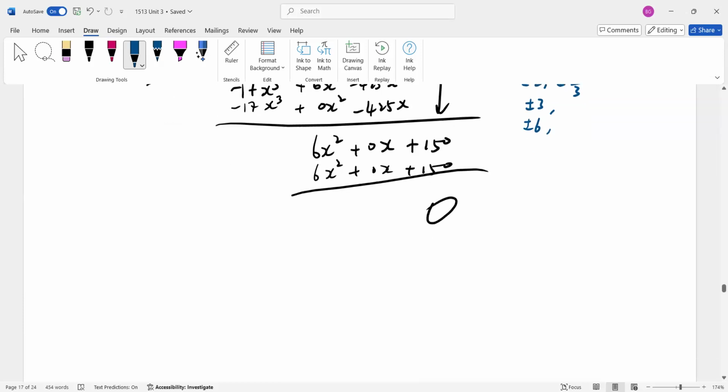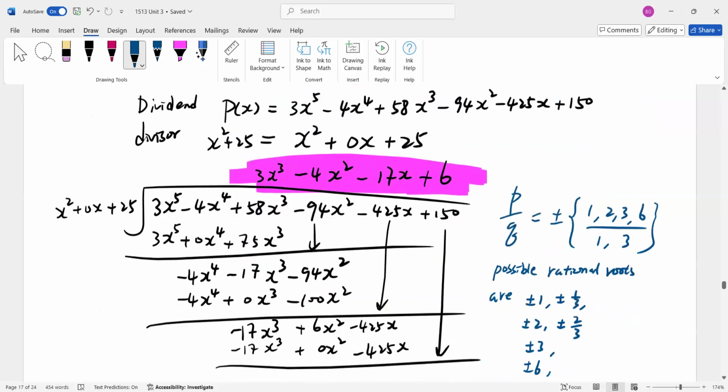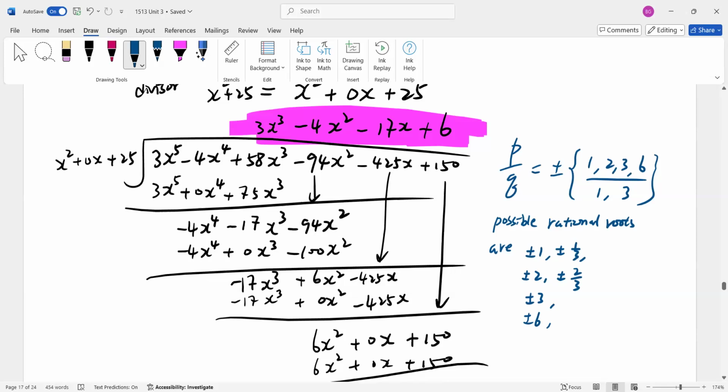I'll do it here. 3, negative 4, negative 17, 6. 3, negative 4, negative 17, 6. Try 1. 3, negative 1, negative 18. Doesn't work, as you can see. So 1 does not work.